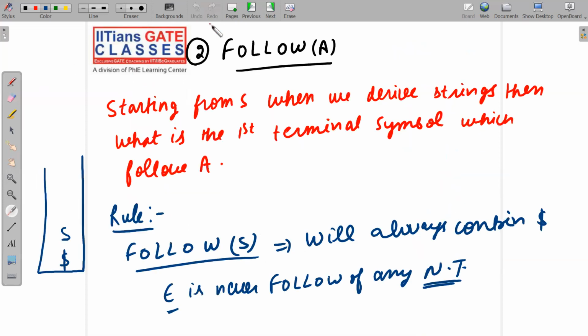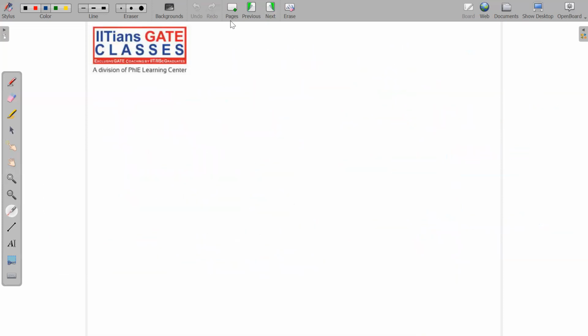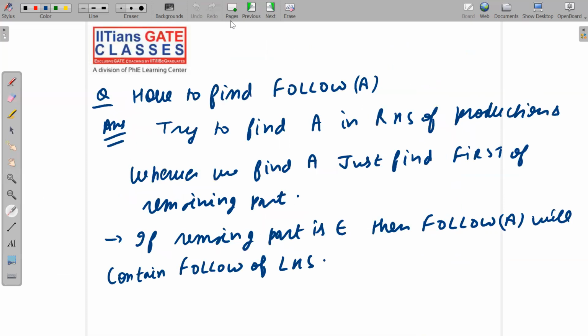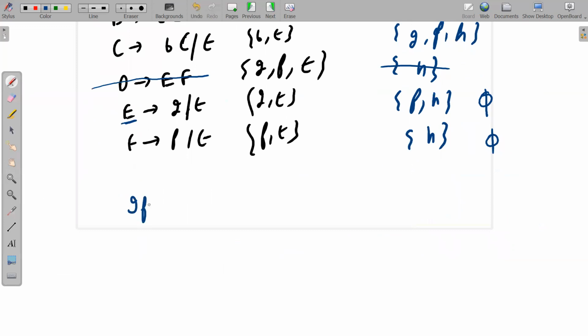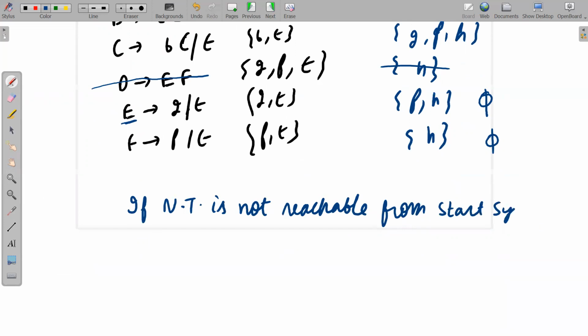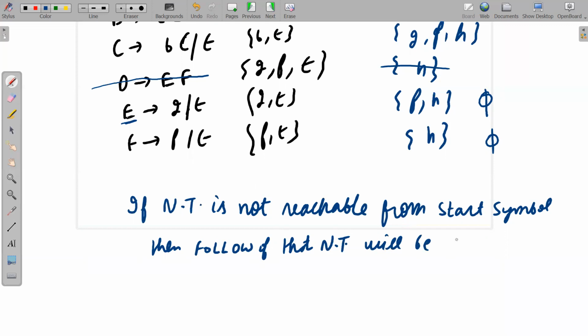Yes, I hope you have noted down. So I am writing a very, very important point. The point is, if a non-terminal is not reachable from the start symbol, then follow of that non-terminal will be phi, but there is no change in first.